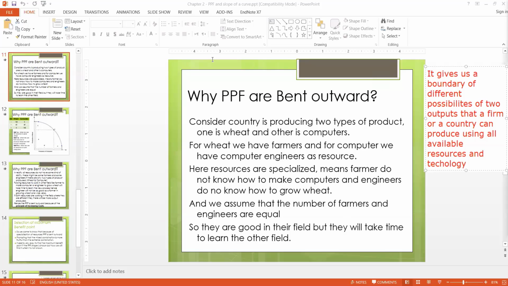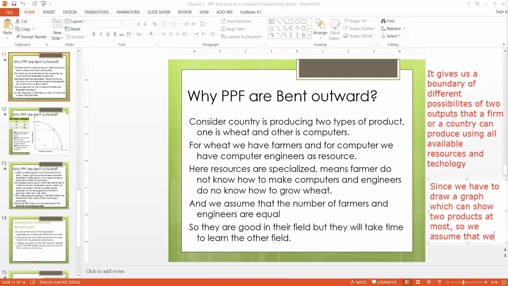So why we are taking two products, we have already discussed earlier that since we have to draw a graph which can show two products at most, we assume that we are producing only two goods, but in real life there are many goods that can be produced. Okay, so this way we defined it earlier. So let me draw the example here again.